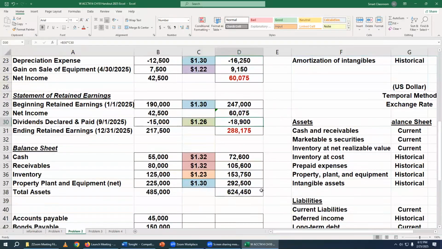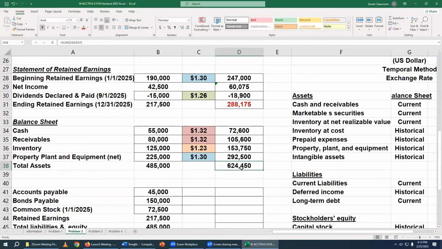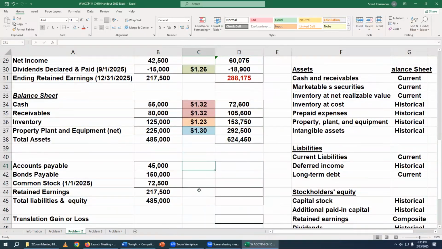Okay, so that's our balance sheet. Now we go to our liabilities. And liabilities virtually always go on at the ending rate, which they call the current rate. I guess current for the year-end rate may be a better way to put it.